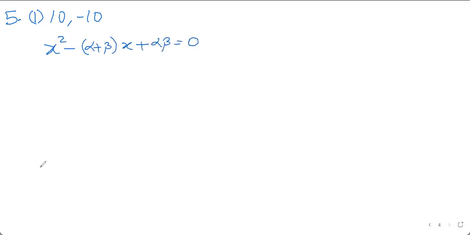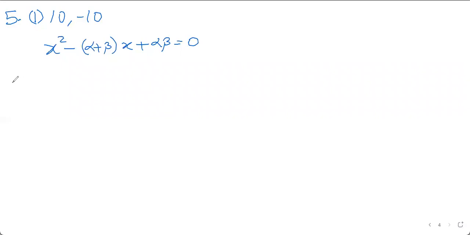So question number 5, part 1. It says 10 and minus 10. These are the roots. We know from the roots we can form the quadratic equation like this: x square minus (alpha plus beta) x plus alpha into beta equals 0. It doesn't matter at this point what is alpha and what is beta, because we are only doing addition and multiplication. If we were doing subtraction and division, then it would have mattered which is alpha, which is beta, but right now it doesn't matter.